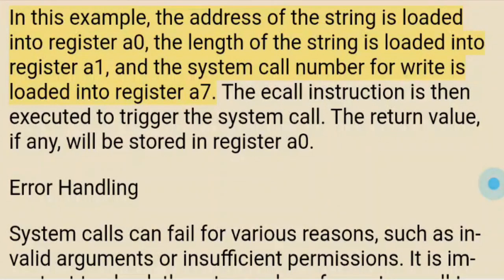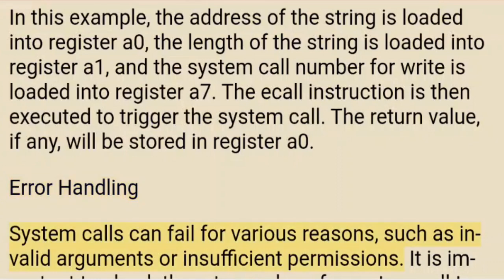In this example, the address of the string is loaded into register a0, the length of the string is loaded into register a1, and the system call number for write is loaded into register a7. The ecall instruction is then executed to trigger the system call. The return value, if any, will be stored in register a0.